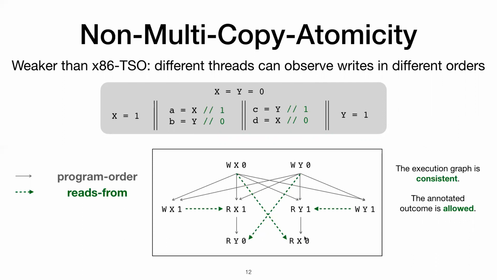For example, when I'm reading 0 from X, I don't know about this write. There is no path from this write to this thread. So again, it's allowed. And if you know the x86 TSO model, this is not allowed there. So we have a weaker model. You can show that this is a weaker model than x86 TSO.